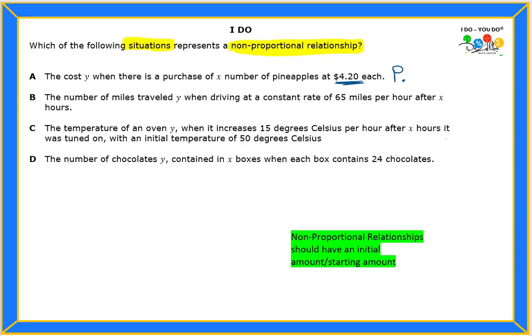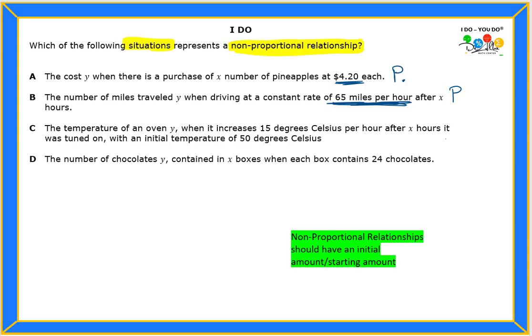What about letter B? It says the number of miles traveled Y when driving at a constant rate of 65 miles per hour after X hours. Do we have any other number besides 65 miles per hour? No, right? That's the only thing that I see. So this is also proportional. Remember, we're looking for something that is kind of like an initial amount, a starting amount.